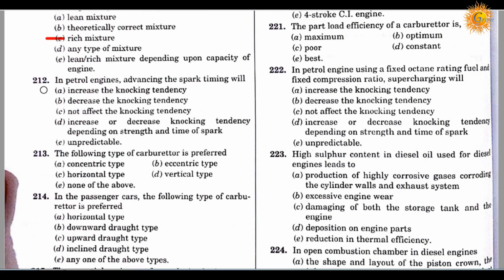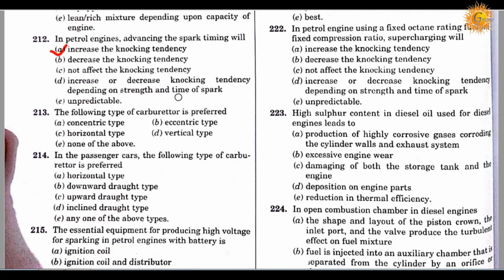Question number 212. In petrol engine, advancing the spark timing will option A, increase the knocking tendency, option B, decrease the knocking tendency, option C, not affect the knocking tendency, option D, increase or decrease knocking tendency depending on strength and time of spark, option E, is unpredictable. So the correct answer is A, it increases the knocking tendency.